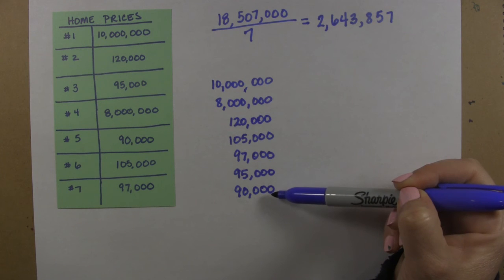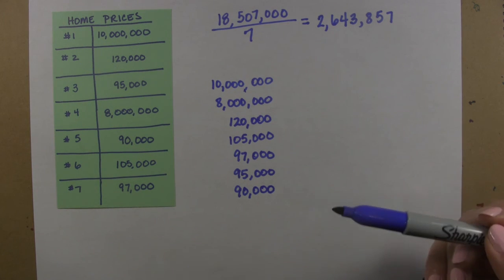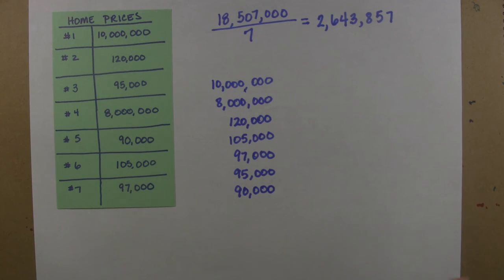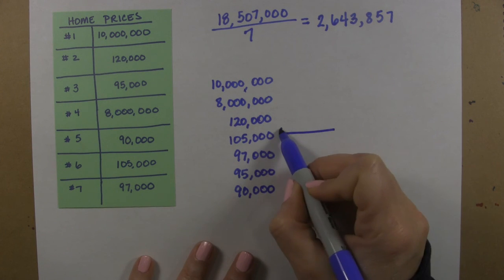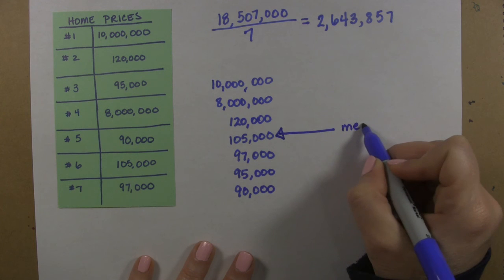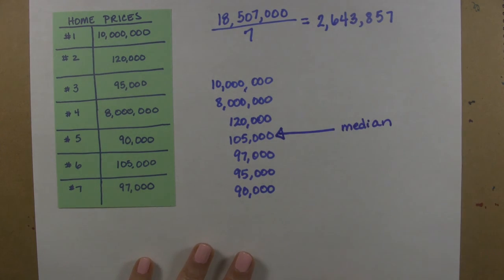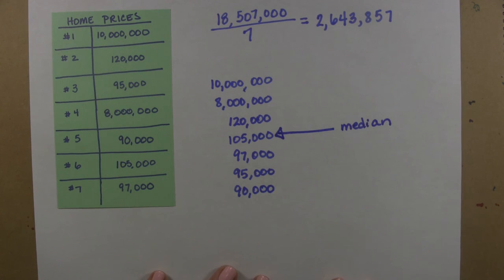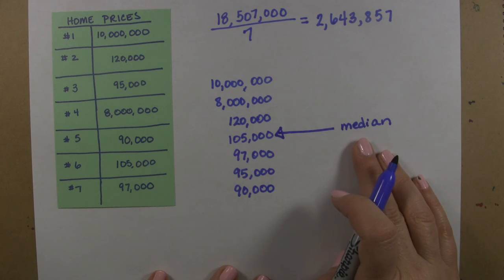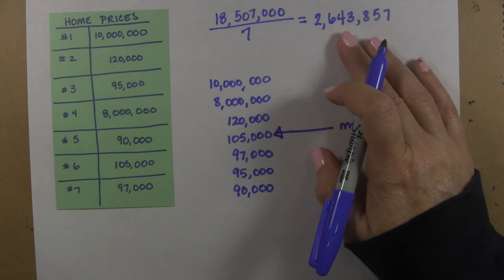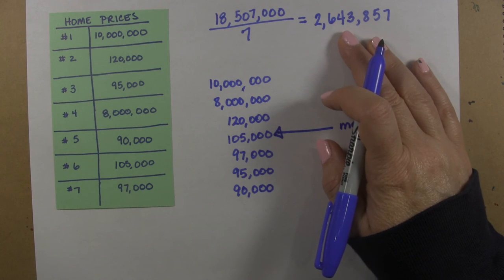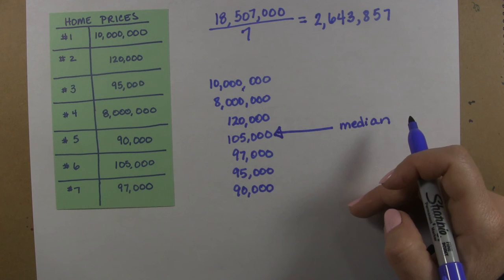What is our median price? Remember, median means whatever the number is, half the houses are going to be higher than that, and half the houses will be lower than that. And so our median is right here. Our median is $105,000. That is a much more legit characterization of this neighborhood than average house price is $2.6 million. Do you see what I'm saying?